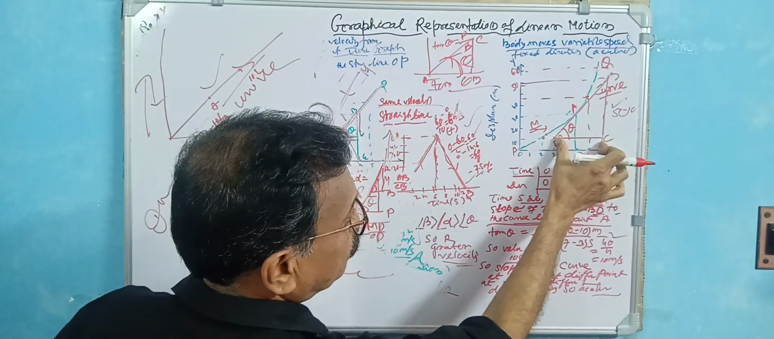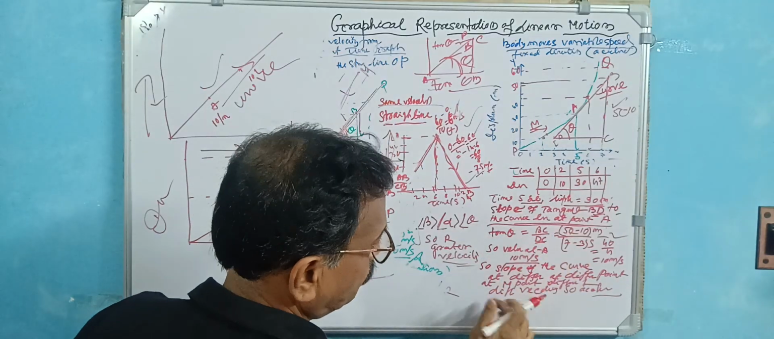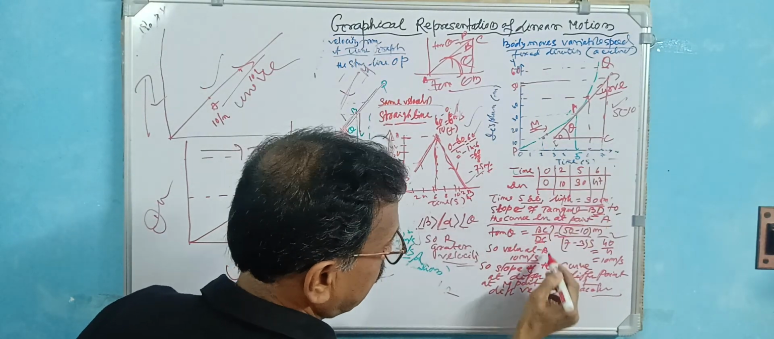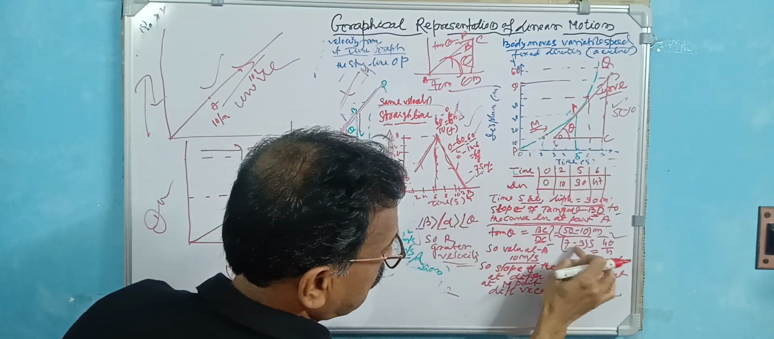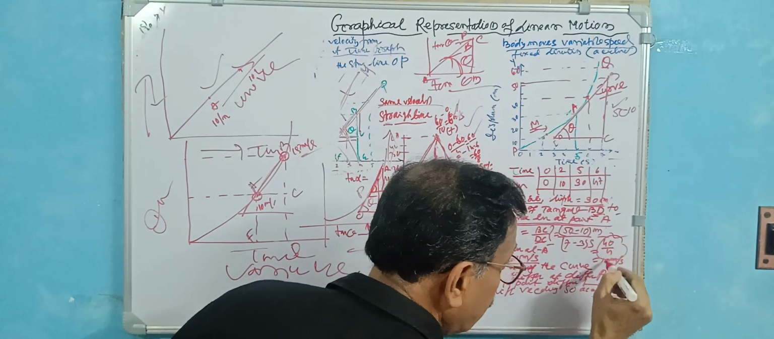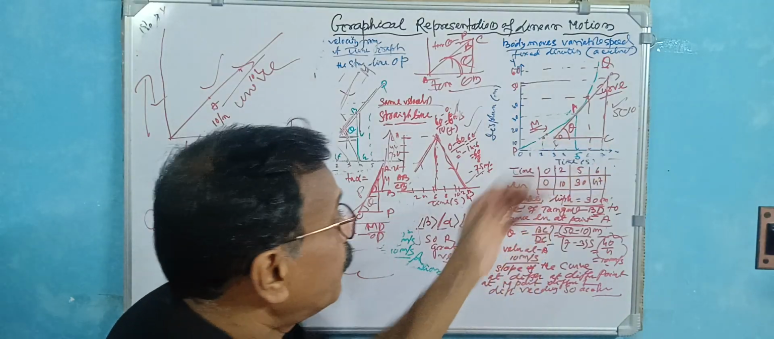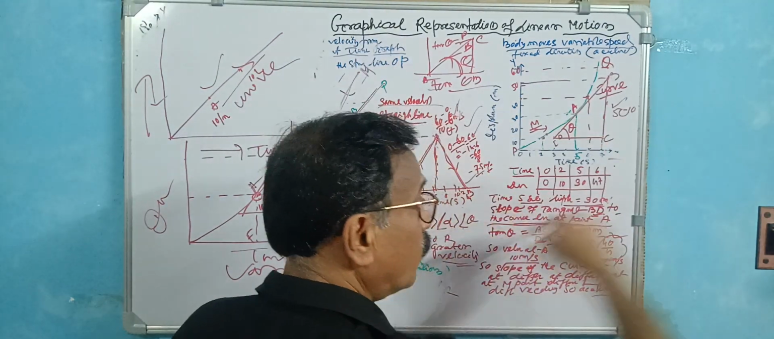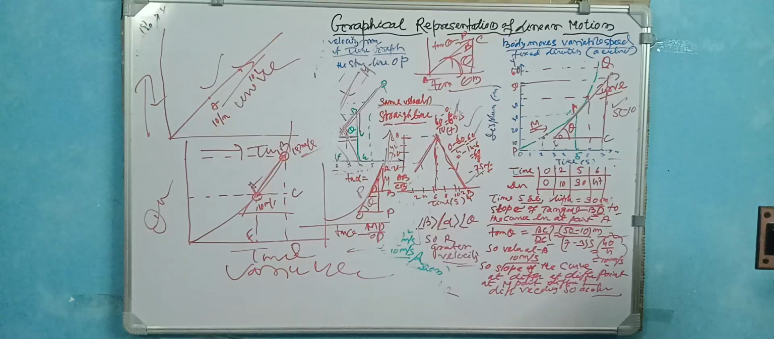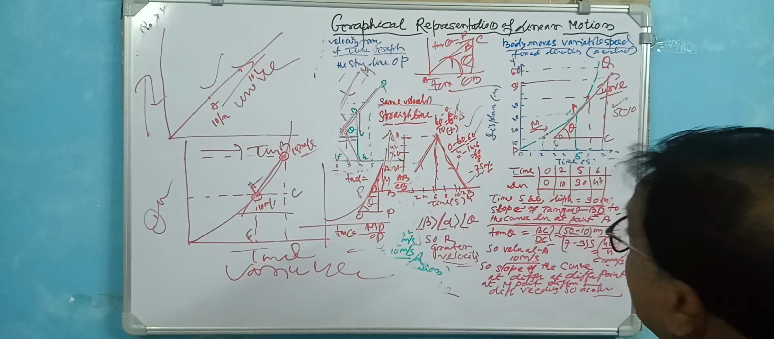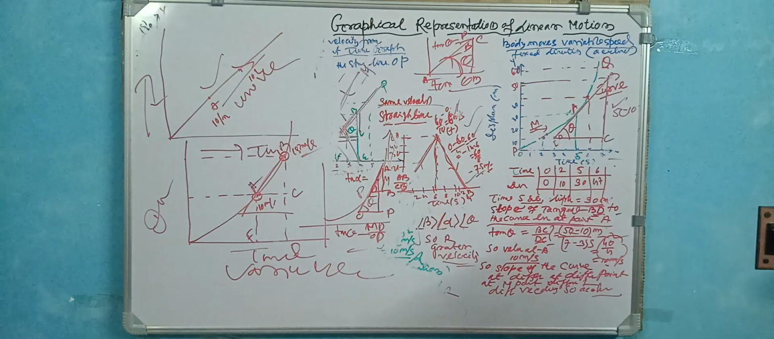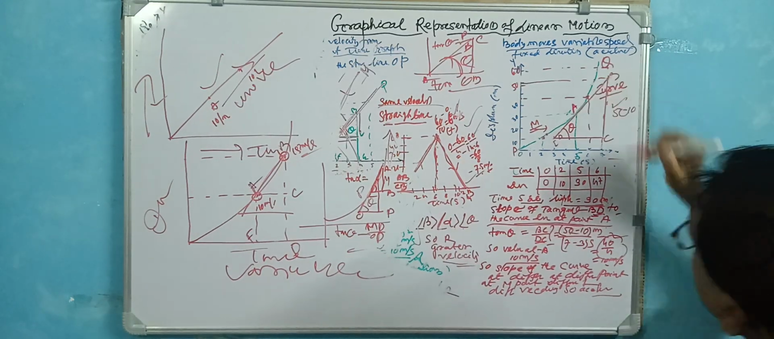Now what is the value of this? Tan theta is BC by DC. What is the total here? 7. And this part is 3. So 7 minus 3 is 4. So 40 by 4, 10 meter per second is the velocity at that point, not the total. At that point, for the moving body at the point A, the velocity is 10 meter per second. But it's different here.